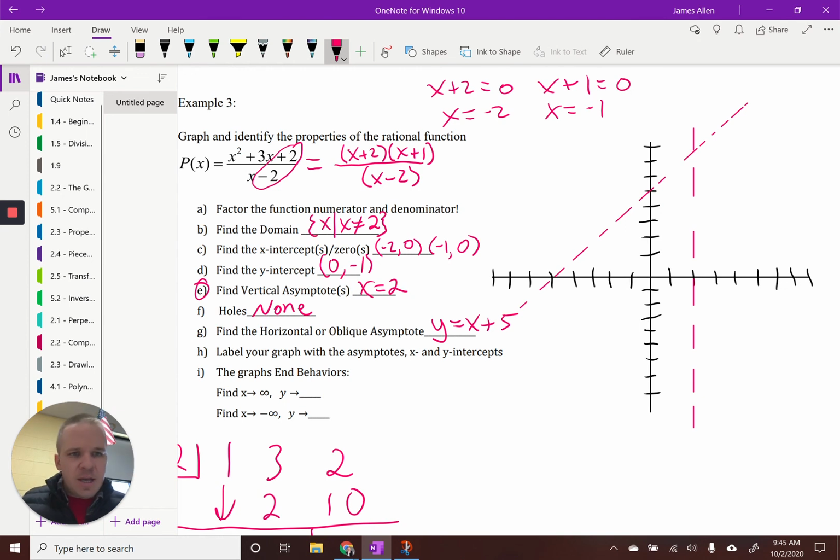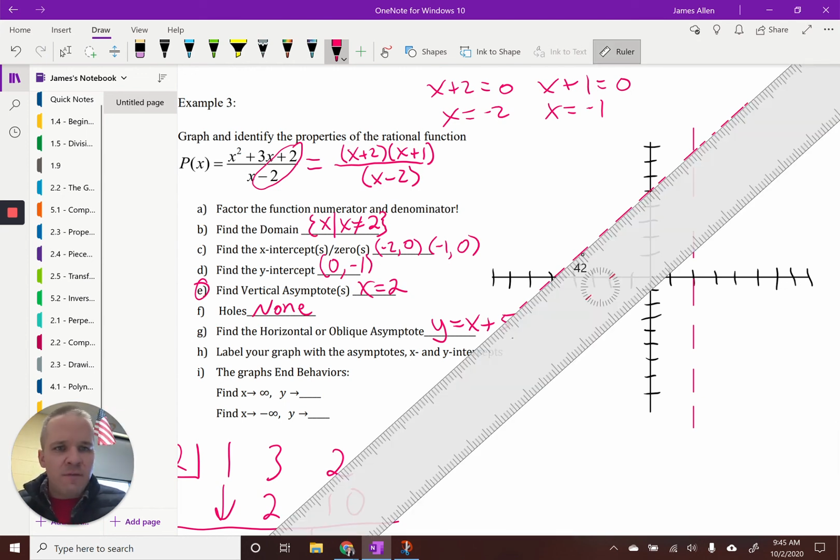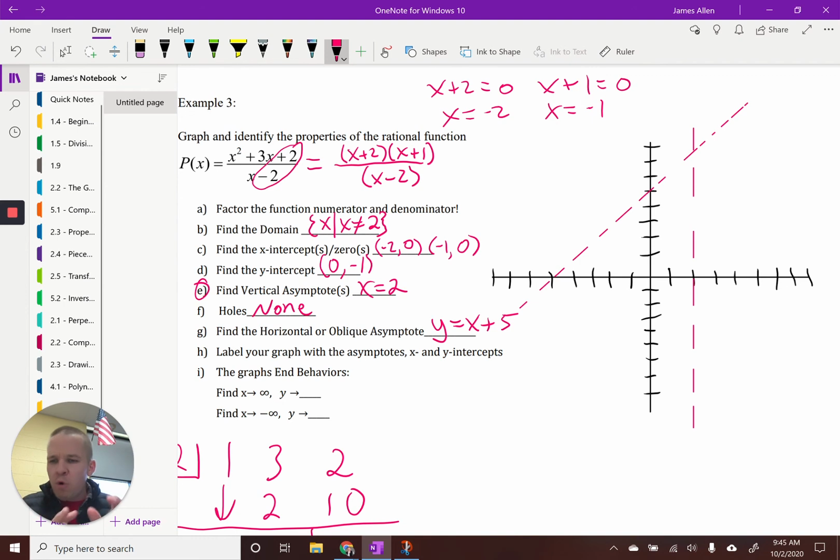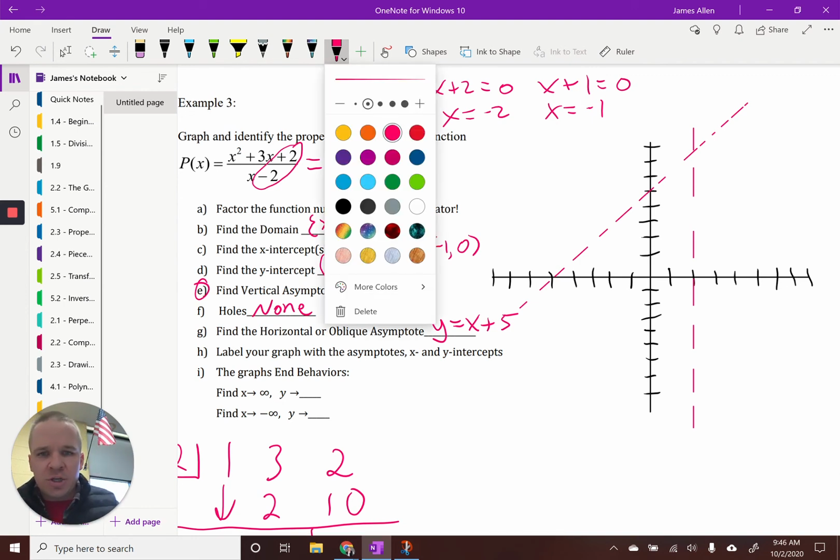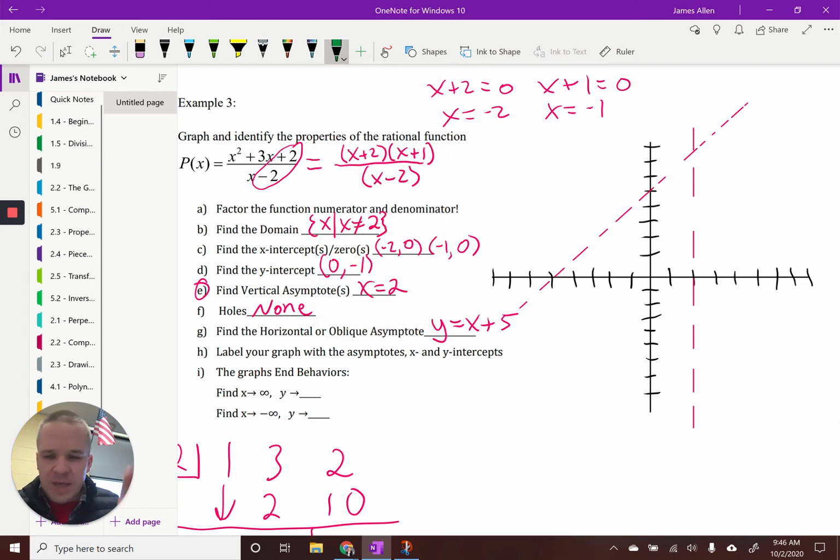Now, let's see here. We're going to see more of one part of the graph than the other, but that's all right. So my intercepts, and you know what, I'm going to change colors now for the graph, so that way we can see it a little bit better, with the asymptotes in one color. So I've got my x-intercepts of negative 2, 0, and negative 1, 0, right there and there. I've got a y-intercept of 0, negative 1, which is right here.